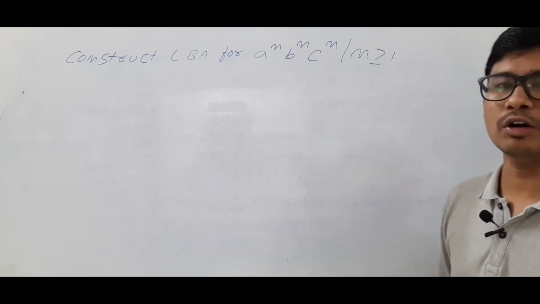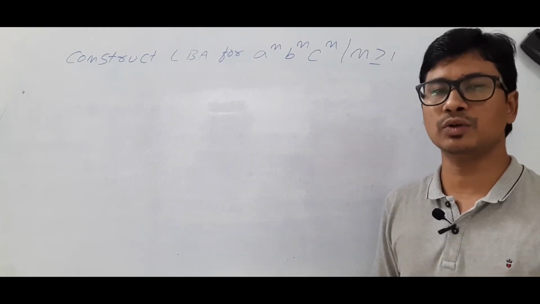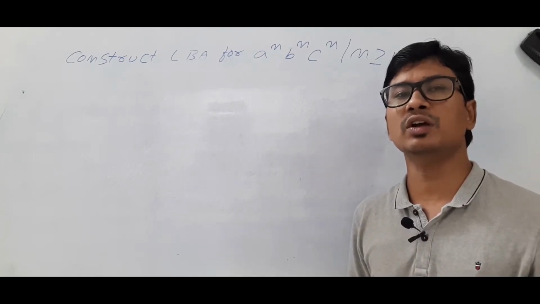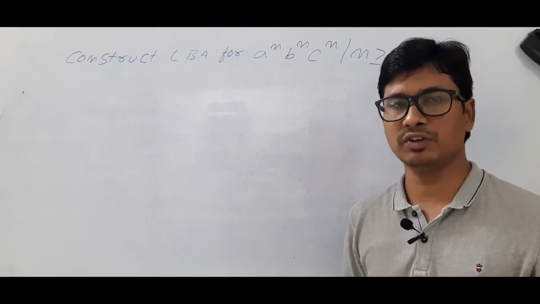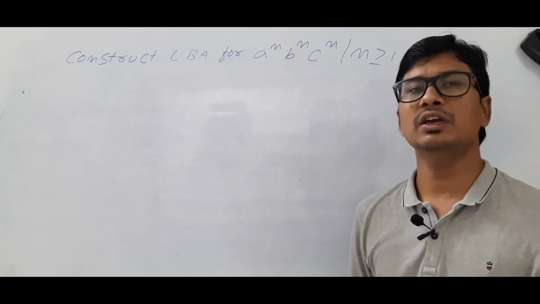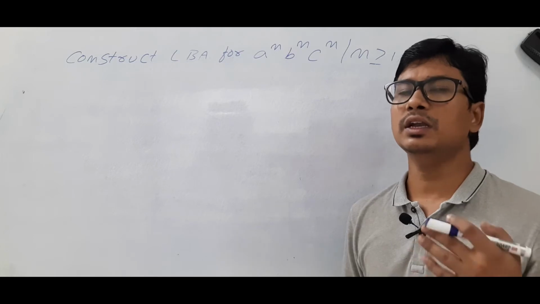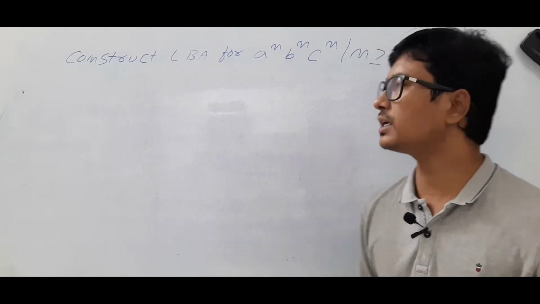For the same language, we have proved that we cannot construct a push-down automata, and even using the pumping lemma, we proved that it is not a context-free language. So, if it is not a context-free language, we cannot construct a push-down automata. If we can construct the linear bounded automata for the same language, we can prove that linear bounded automata is more powerful than the push-down automata. So, let's see this question.